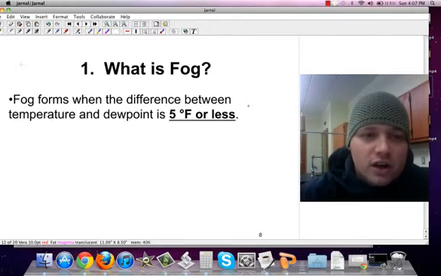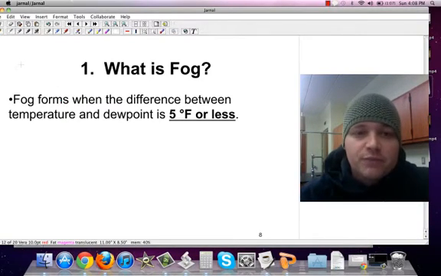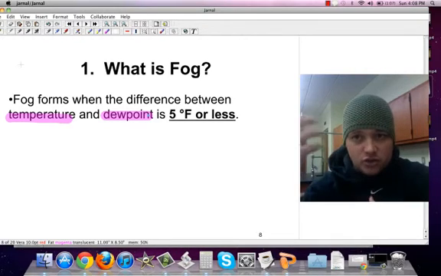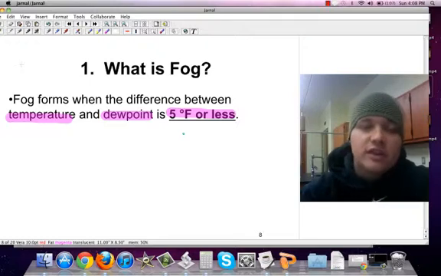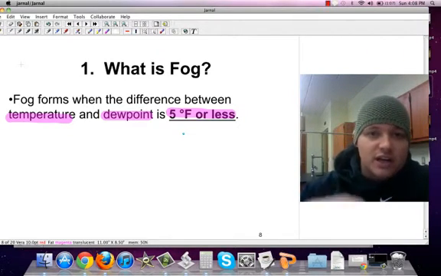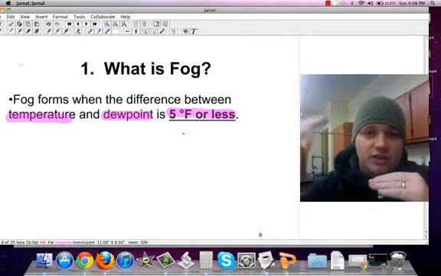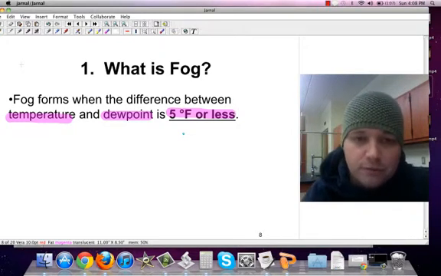Okay, so the formation of fog. In order for fog to actually form so that we can physically see it, you have to take the temperature of the air and the dew point, the temperature at which the moisture will start to condense and show up. They have to be within 5 degrees or less of each other. So let's say the air temperature is 50 degrees outside and the dew point is 45. Any time the temperature got within 5 degrees or less, you would then start to see fog form.